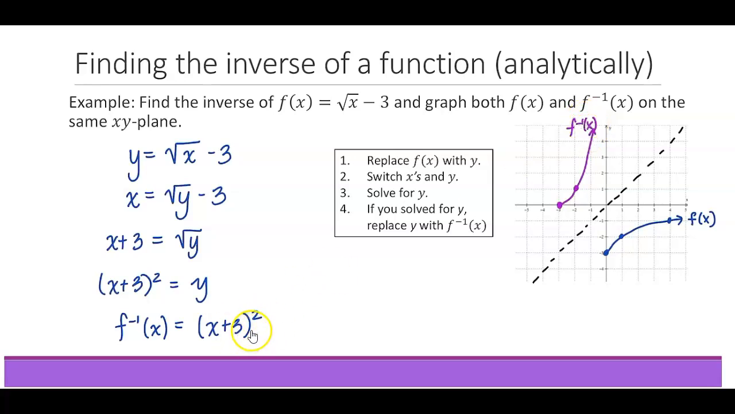So that means I have to come back over to the equation and I have to restrict the inverse's domain. Because this full parabola isn't the inverse of the square root function, only half of it is. So only the part where x values are greater than or equal to negative 3. So I had to include a domain restriction on my graph of f inverse.